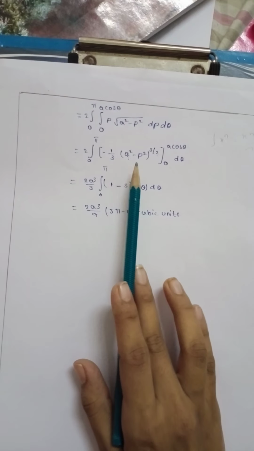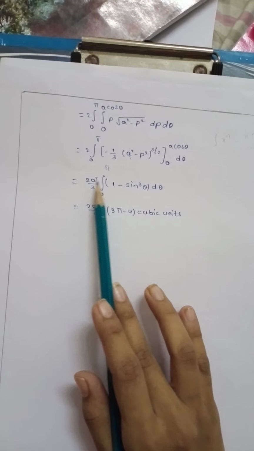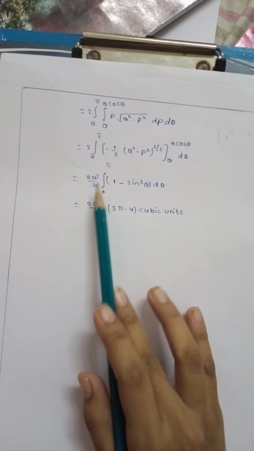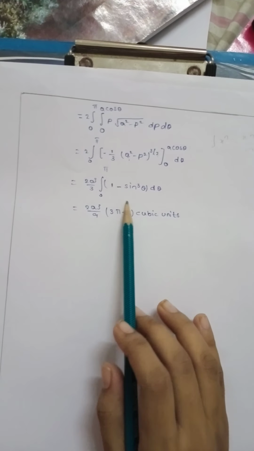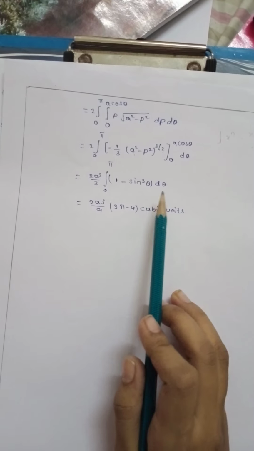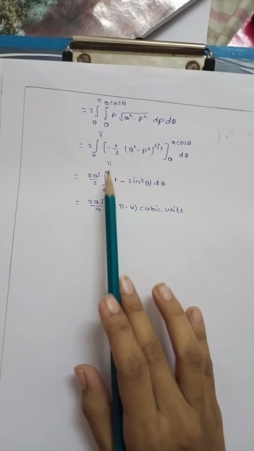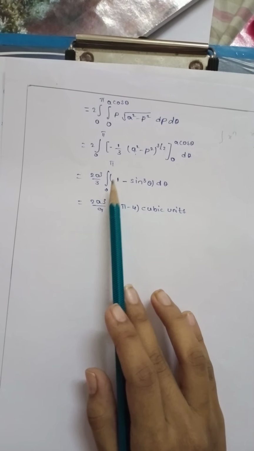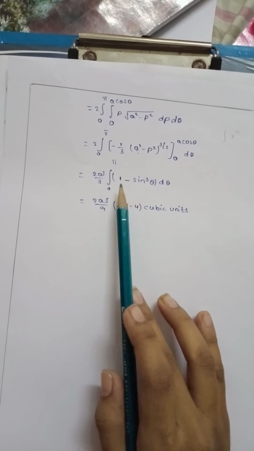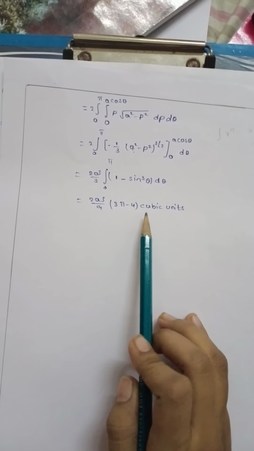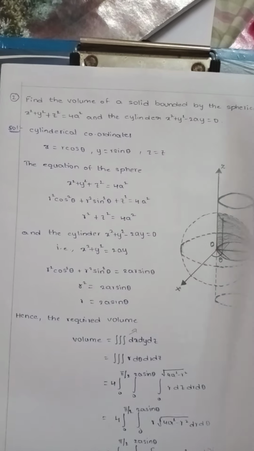Now we want to take 2 a cube by 3 outside. Then we get integral 0 to pi of 1 minus sin cube theta d theta. Then we substitute the limits 0 to pi in this, and we get 2 a cube by 9 into 3 pi minus 4 cubic units.